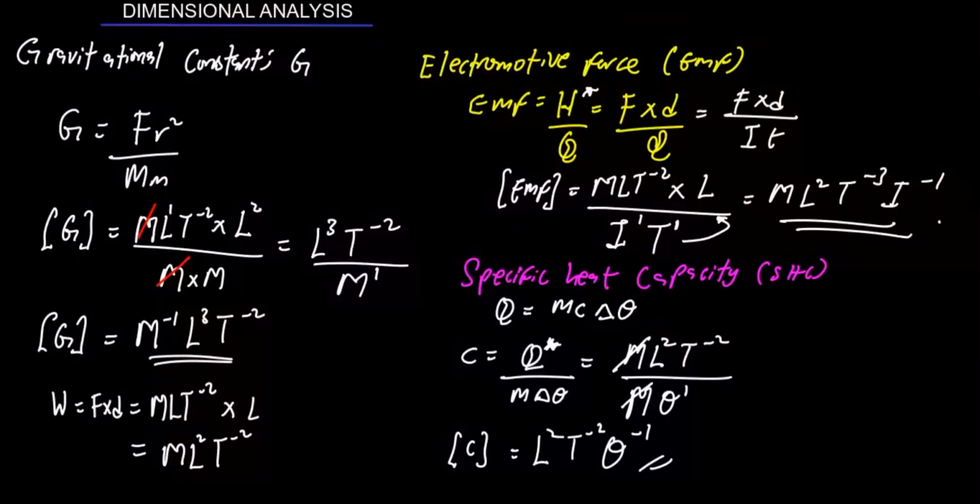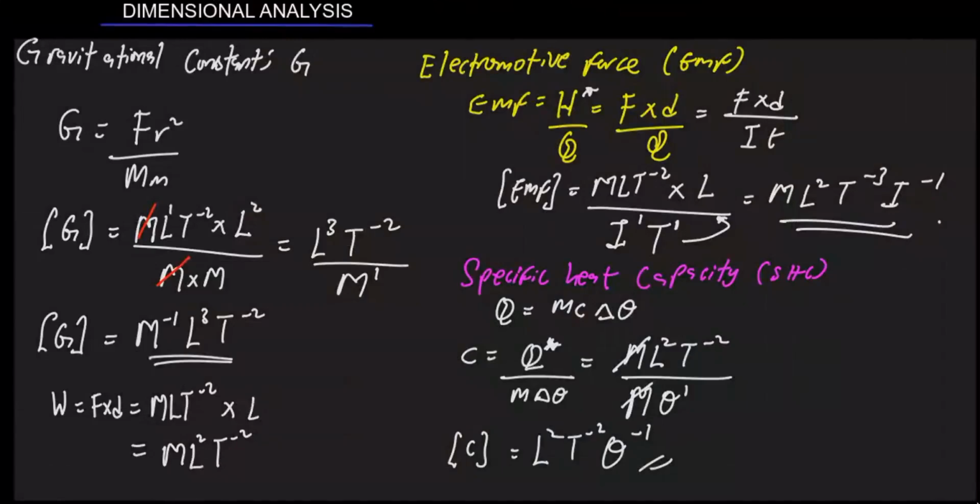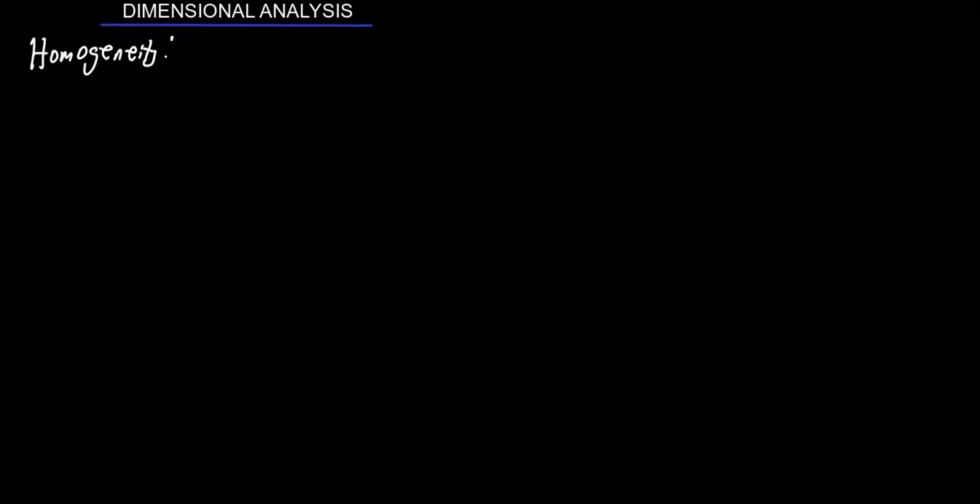So let's proceed to the higher level. Now, take note of something. What is the application of dimension? We use dimension to test what we call homogeneity, or we call it uniformity of equation, or we say the correctness of equation. We use it to test the homogeneity, uniformity, or the correctness of equation.